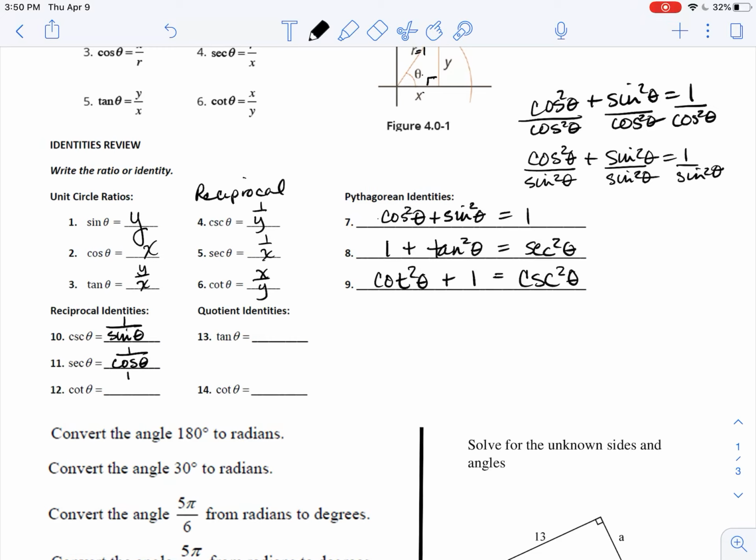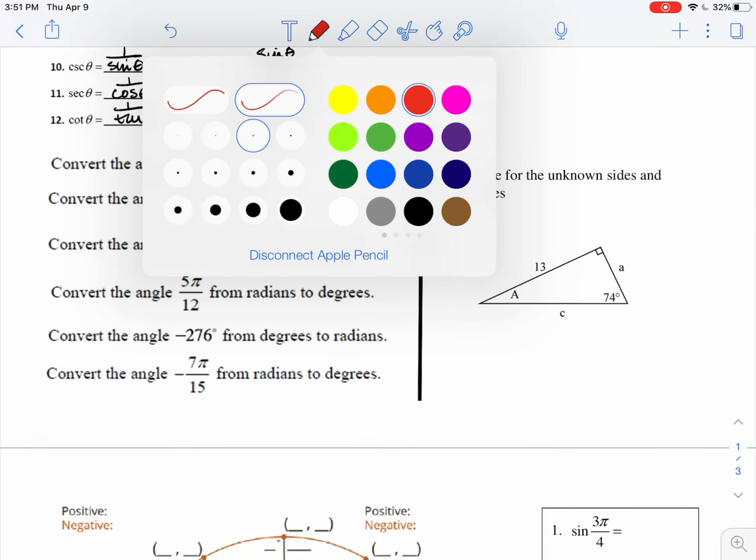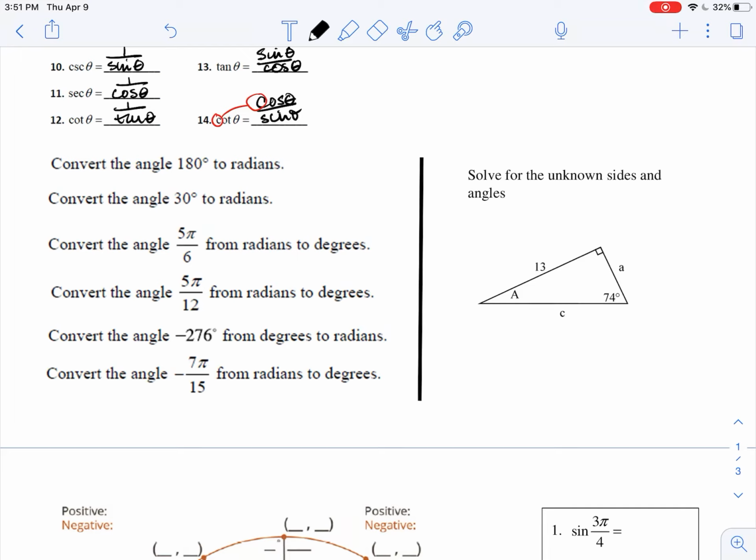Okay, so our reciprocal identities, cosecant theta is equal to 1 over sine theta. Secant is equal to 1 over cosine. Cotangent's 1 over tangent theta. Quotient identities, this is tangent is equal to the sine theta over cosine theta, and cotangent is cosine over sine. And a little easy way I remember this, if it starts with a C, it's going to have a C in the numerator.